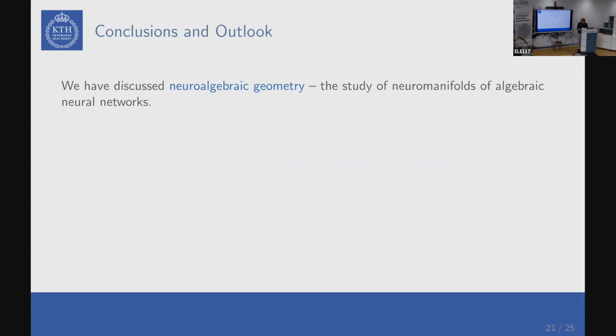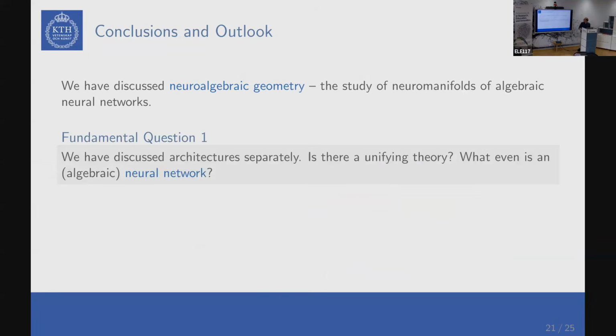Okay, and so to conclude, today we have seen neuroalgebraic geometry, this term that we made up to encompass a line of research that bridges algebraic geometry and deep learning. And I want to leave you with two fundamental questions. What are two really fundamental things that we in the community would like to see in this line of research? One thing is a unifying theory.